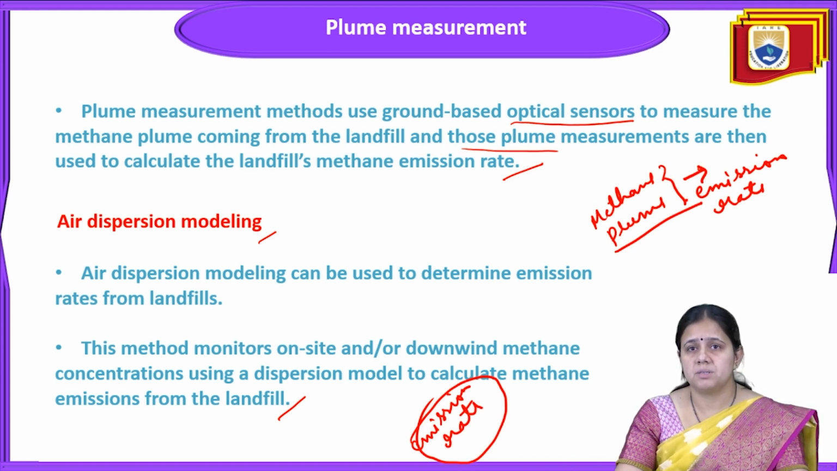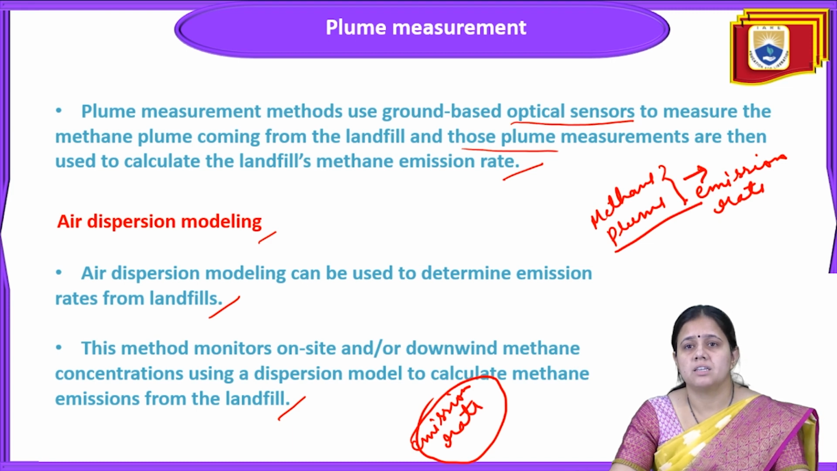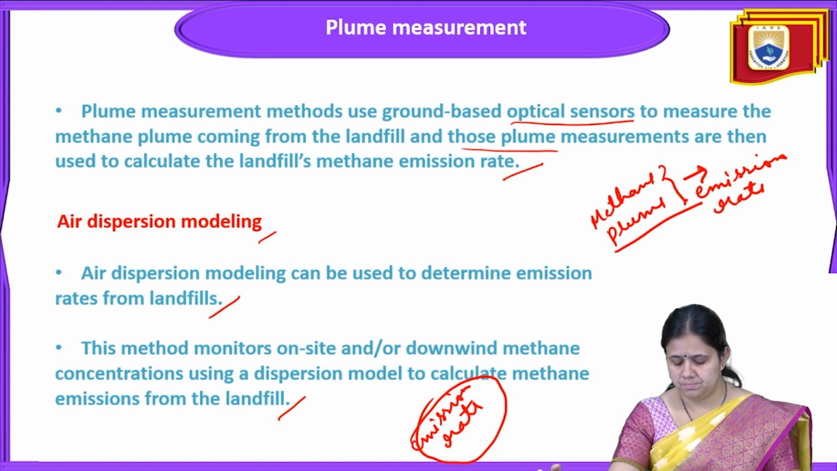So this is all about plume measurement and air dispersion modeling. Plume measurement is the method where ground-based optical sensors measure the methane plume coming from the landfill, and those plume measurements are then used to calculate the landfill's methane emission rate. Like that, air dispersion modeling can be used to determine the emission rate from the landfill. This method uses on-site or sometimes downwind methane concentration, with a dispersion model, to calculate the methane emission from the landfill.